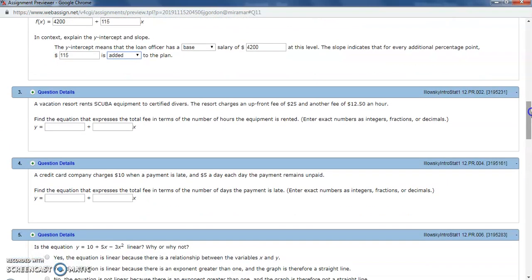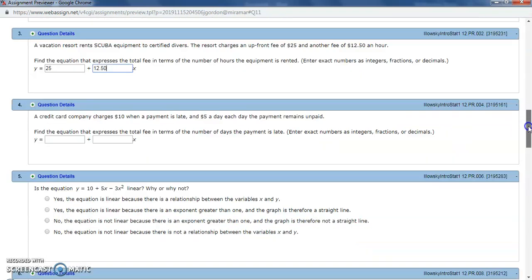For this problem, it's $25 is the base, and then it's $12.50 an hour. So if you do 1 hour, you add $12.50. If you do 2 hours, then it's $12.50 times 2 plus the 25.